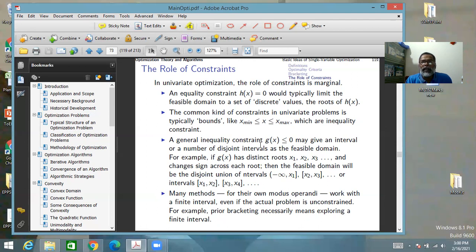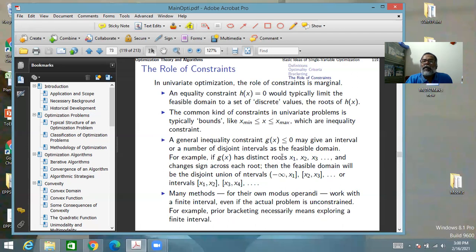Now, a general inequality constraint like this may be there for a single variable optimization problem. But even here, if you try to really analyze, then you will find that a single inequality constraint like this can give rise to a few bound constraints like this. For example, suppose g(x) has roots x1, x2, x3, x4, where g(x) is 0, and across every root, suppose it changes its sign. Not necessary, but just if that is how it is operating, then what will happen?